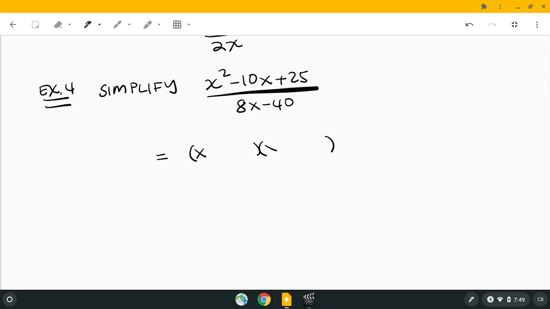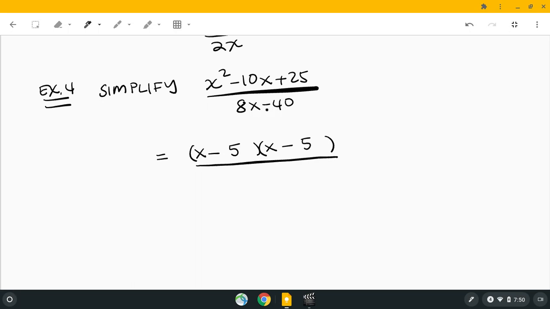X times x to make x squared. And then I want to make positive 25, so the signs have to be the same. This tells me they'll both be negative. And looks like it's going to be 5 and 5.